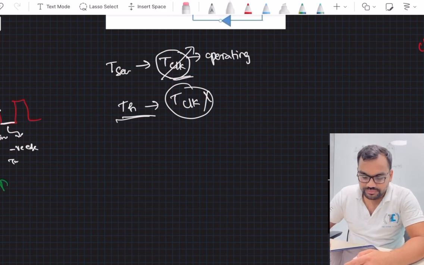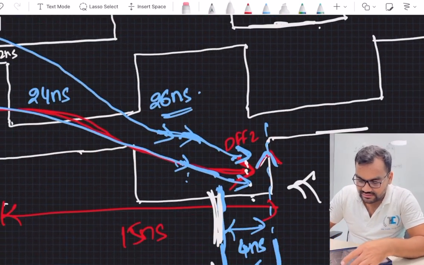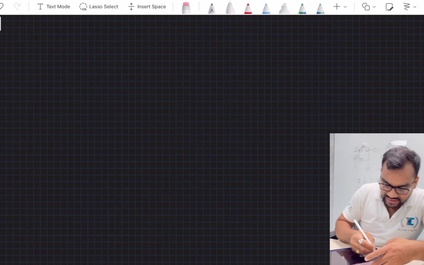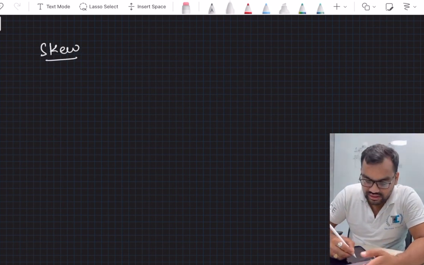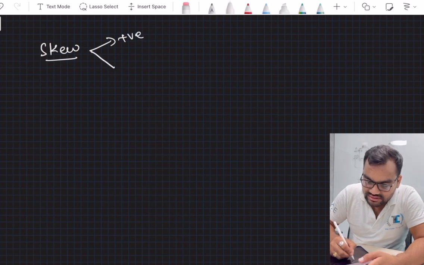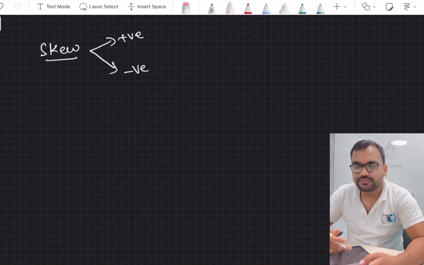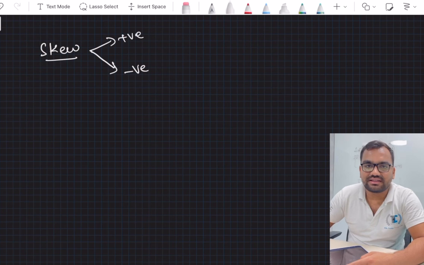Okay, so with that we will go to the skew analysis. There are two types of skew. One is called positive skew and one is called negative skew. Before seeing what is positive and negative, let's understand skew properly.